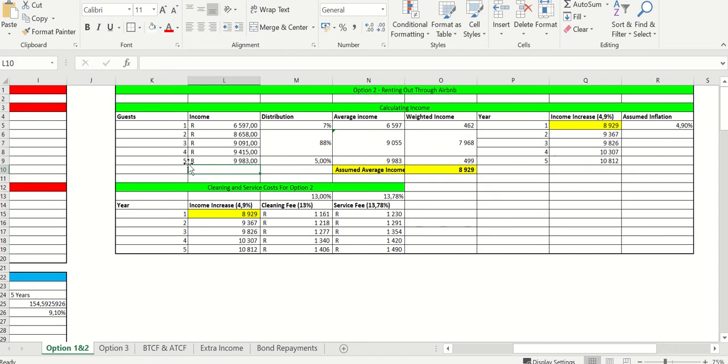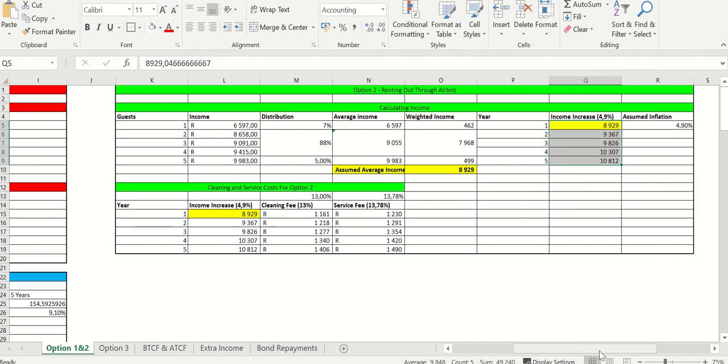The reason why I had it as 5 is that I assumed I can get a sleeper couch to add in an additional person and have 2 people in one room and 2 people in another room to go up to 5 guests. So using the weighting and these incomes, I was able to get an assumed average income of 8,929 Rand. Then for increases on this rent income, it was assumed that the rent income will go up by the assumed inflation rate of 4.9%, which gives us these new rental incomes over the 5-year period.